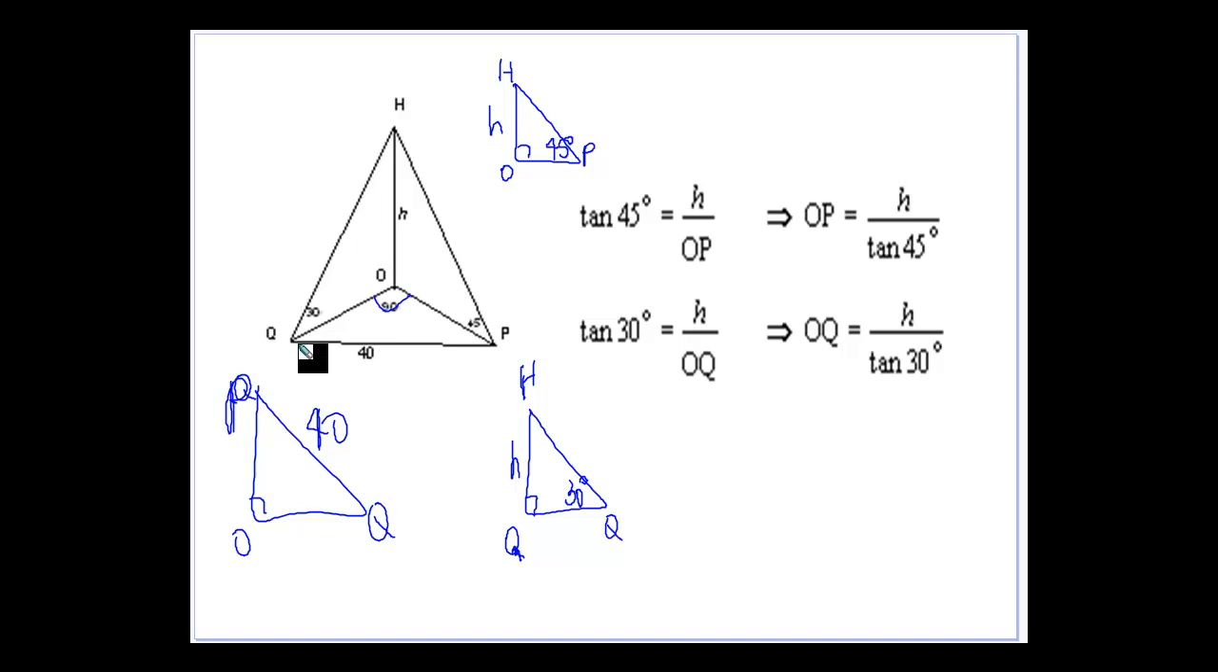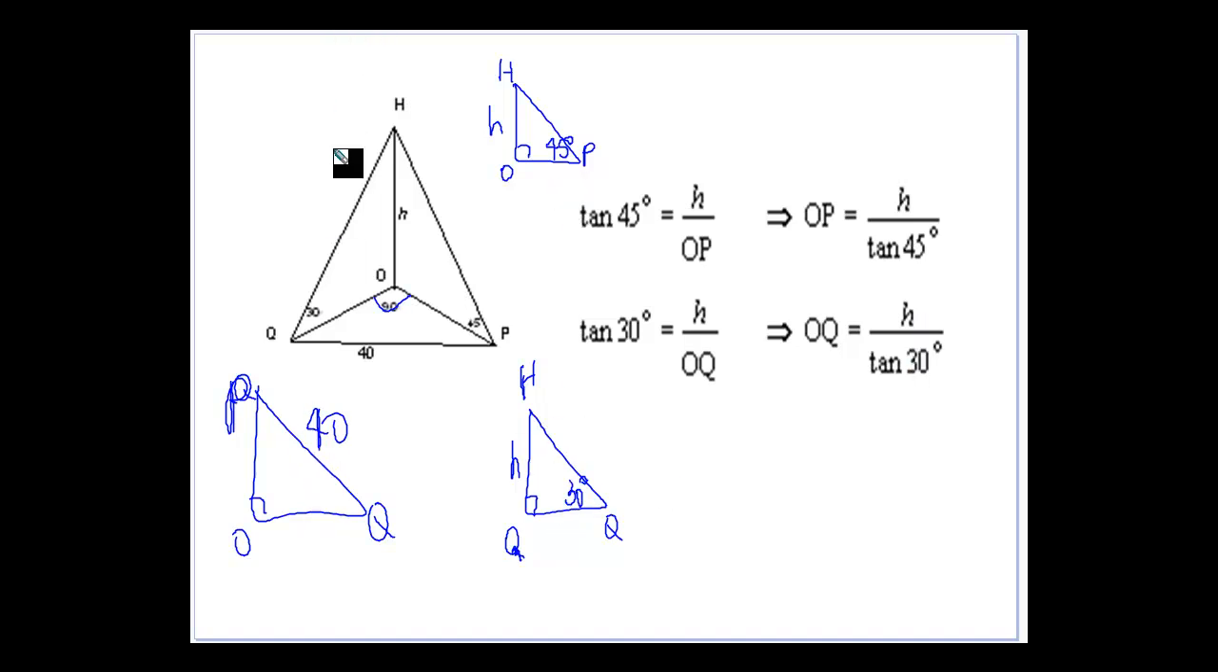We've got this P, O, and Q here with 40 there. We've got HOP with H in there and 45, and then HOQ with 30 degrees there. Now we can use Pythagoras here if we can get PO and OQ, and I can do that from these two triangles, because tan of 45 is H on OP, so OP would be H on tan 45, and tan 30 is H on OQ, and so OQ would be H on tan 30. So I've got it from those two triangles there.